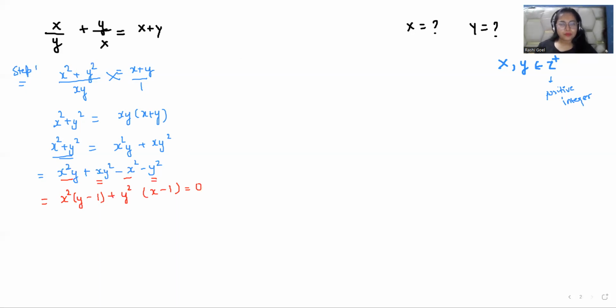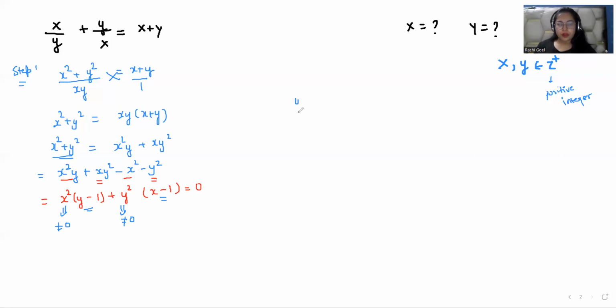Now, we already know that x and y are positive integers. So x square and y square cannot be equal to 0. So we can't put the whole equation equal to 0, otherwise our expression will go wrong. So we'll take y minus 1 and x minus 1 only equal to 0.